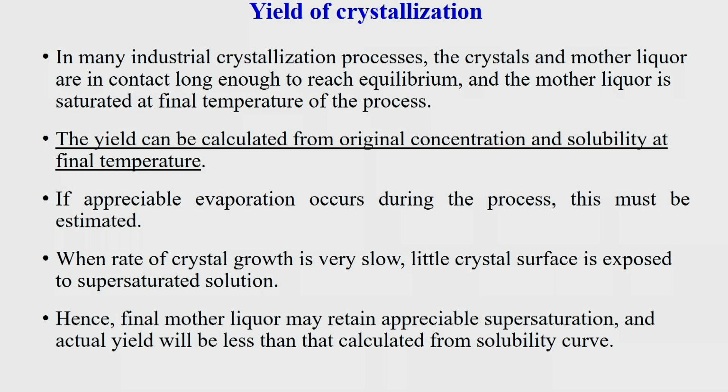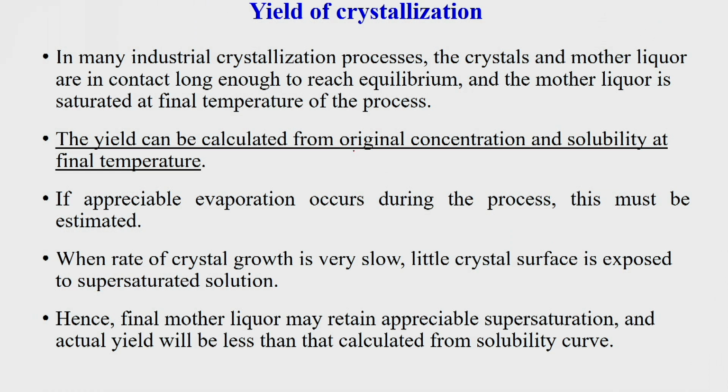Okay. So now we will be discussing the yield of the crystallization process. This is a very important parameter for crystallization, and if we want to say the crystallization is efficient, we need to calculate the yield. In many industrial crystallization processes, the crystals and mother liquor are in contact long enough to reach equilibrium, and the mother liquor is saturated at the final temperature of the process, at constant pressure.